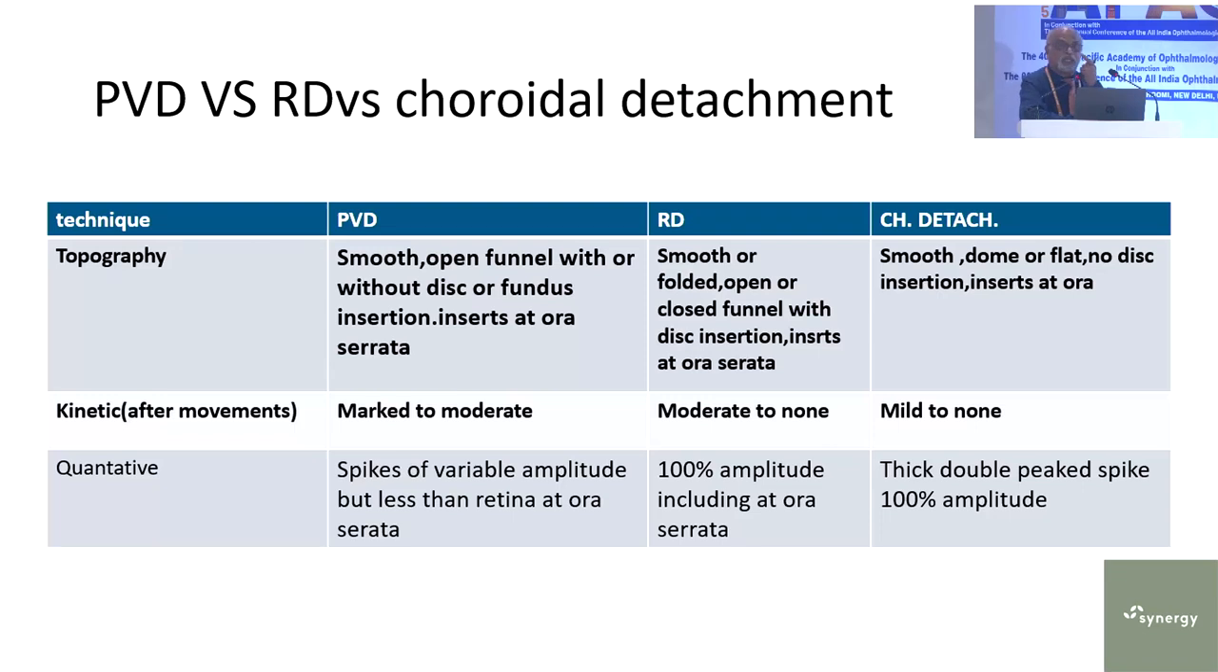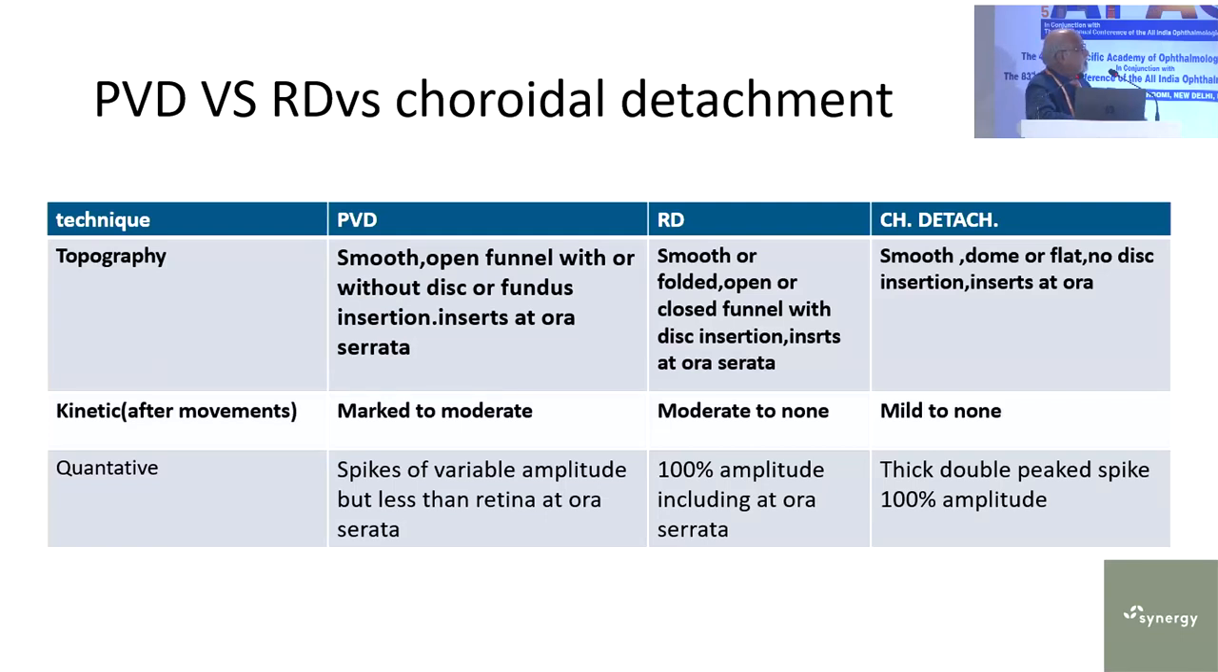Now, the three differential diagnoses that always come to mind are PVD, RD, and choroidal detachment. In my opinion, the most important differentiation point is the spike height. If you keep this in mind, then you will definitely be able to differentiate. Sometimes a PVD is so thick that you don't know whether it is a PVD or a retinal detachment. In my opinion, if it is a 100% amplitude and there is an ora serrata attachment, then it has to be a retinal detachment.